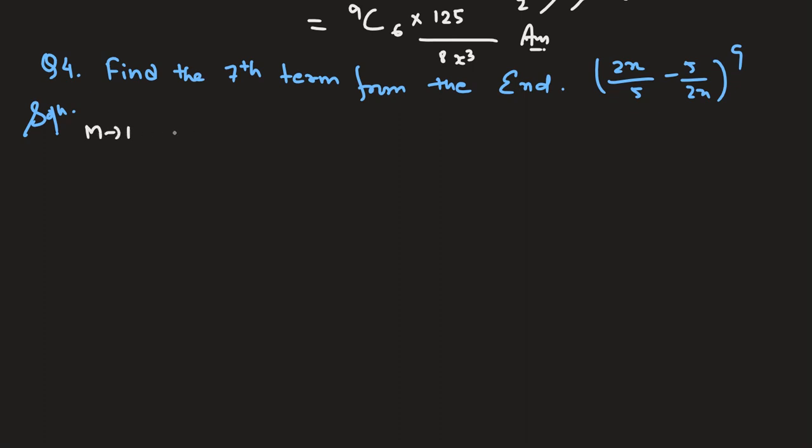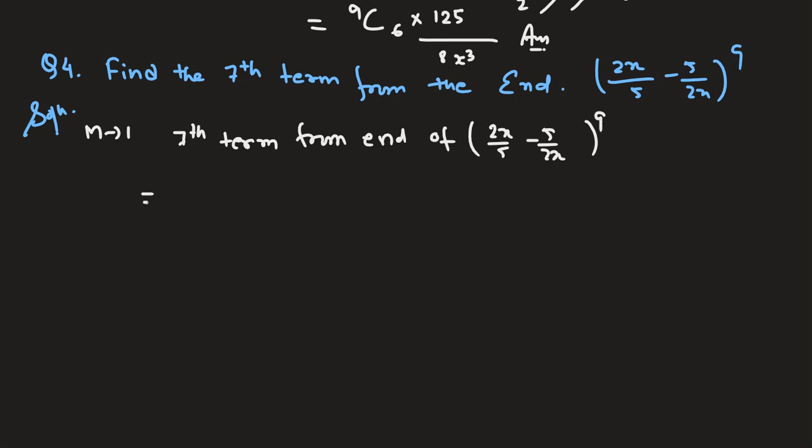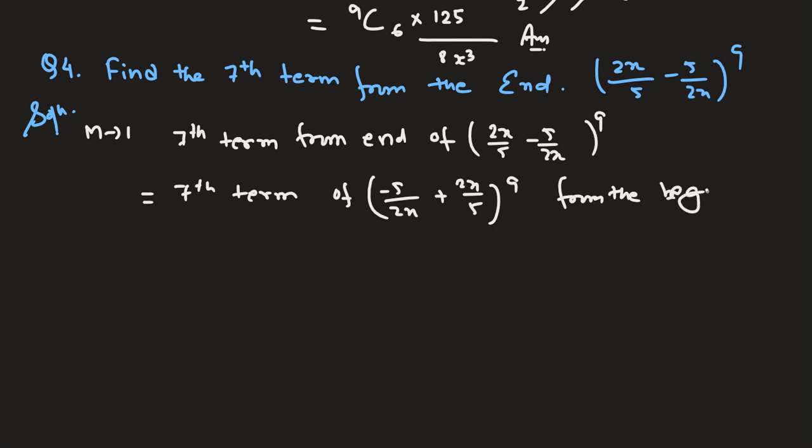Method one. The seventh term from the end of the expression (2x/5 − 5/2x) whole power 9 is equal to the seventh term of (−5/2x + 2x/5) whole power 9 from the beginning. So in this way we can calculate. So the seventh term from the beginning, it should be 7, we can write as 6 plus 1. So it should be the seventh term of this expansion from the beginning.